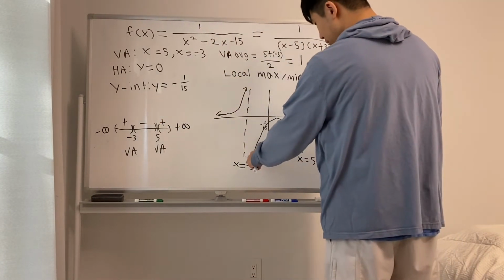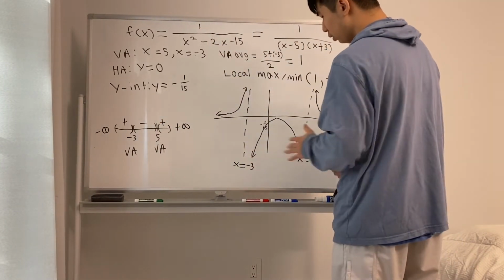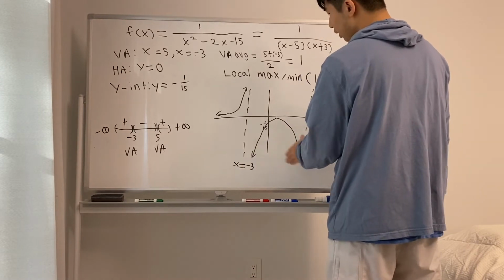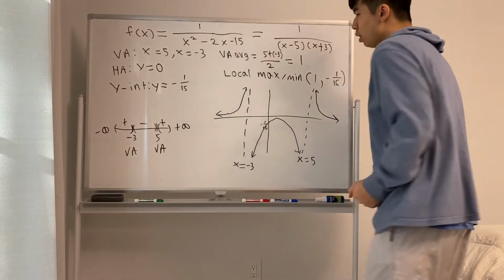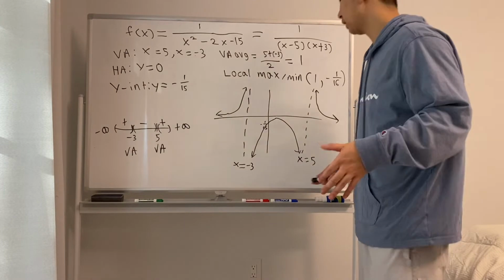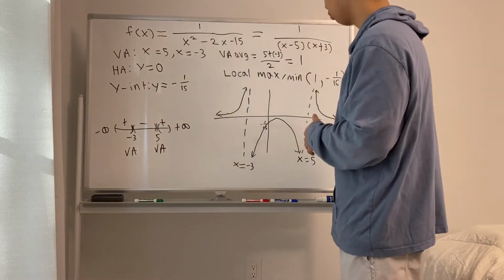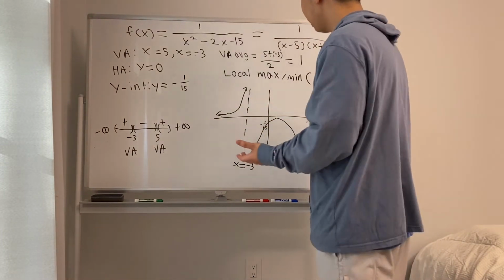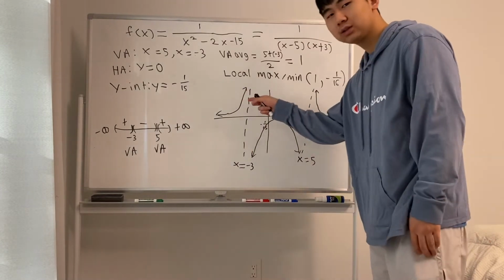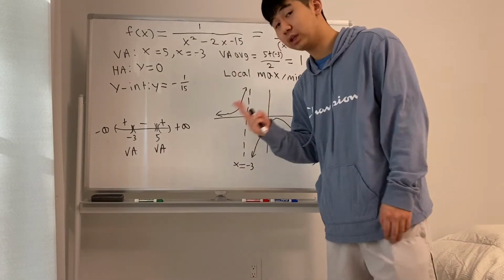It's between negative 3 and 5, and it's below 0. But I only know this because I've done it so many times. To truly prove my understanding of it, how do I know it's going to look like this? There are two ways you can do it.